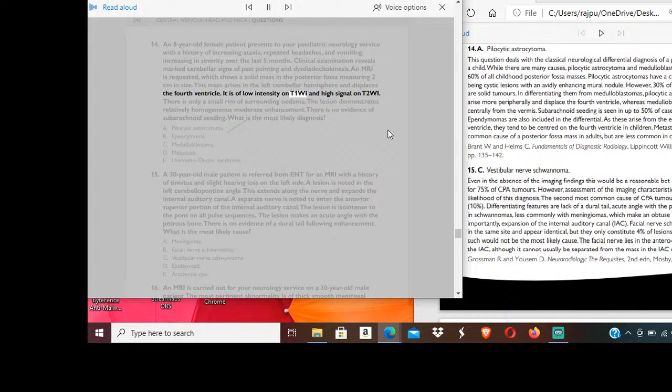It is of low intensity on T1WI and high signal on T2WI. There is only a small rim of surrounding edema. The lesion demonstrates relatively homogeneous moderate enhancement. There is no evidence of subarachnoid seeding. What is the most likely diagnosis? A. Pilocytic astrocytoma. B. Ependymoma. C. Medulloblastoma. D. Metastasis. E. Lhermitte-Duclos syndrome.